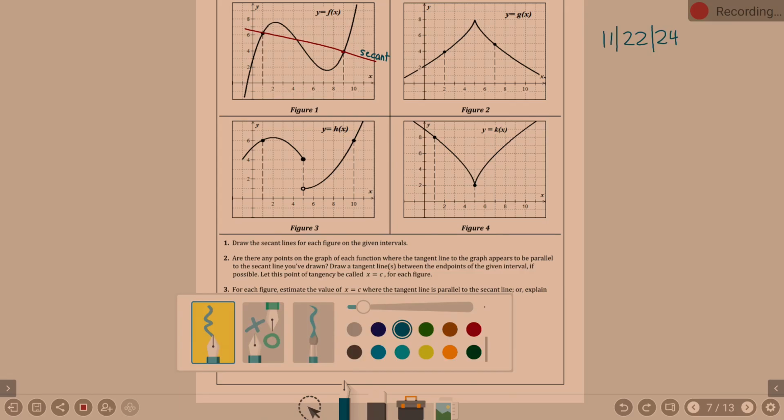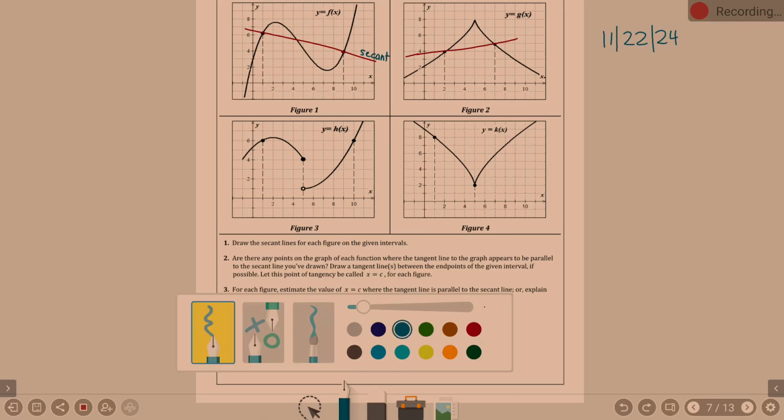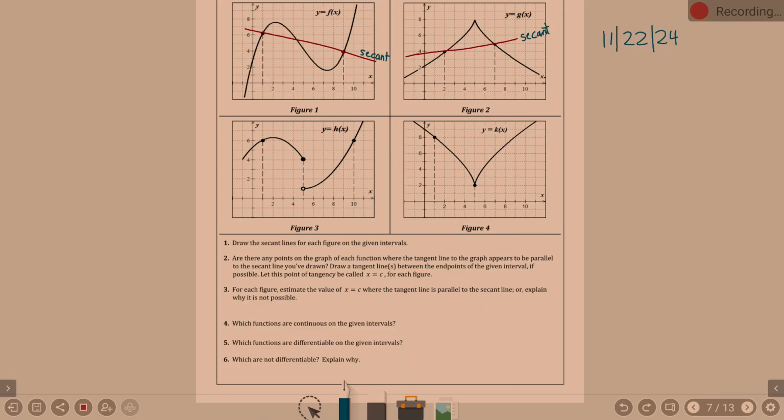Let's do the same thing on figure 2. We're going to cross through the 2 points there. And this looks so much neater in my notes because I can use a ruler in my notes. This is my secant line. Okay, it's crossing through 2 points. Have you looked at figure 3 yet? Oh man, I don't know.